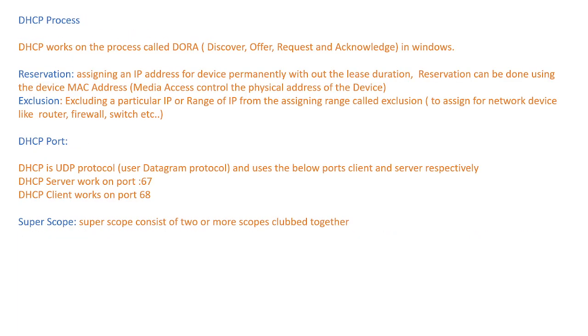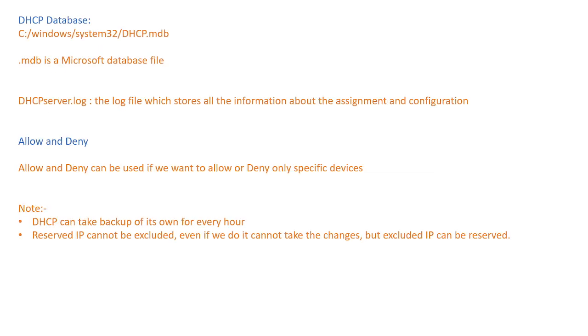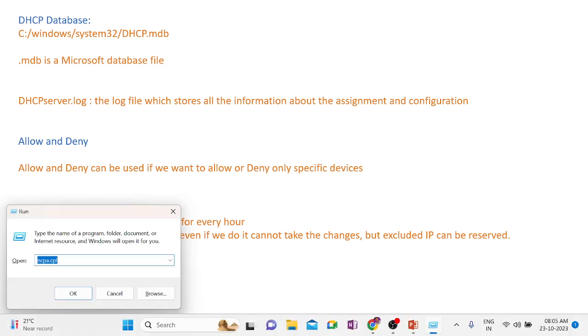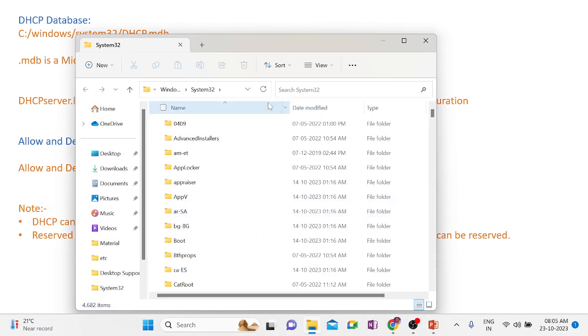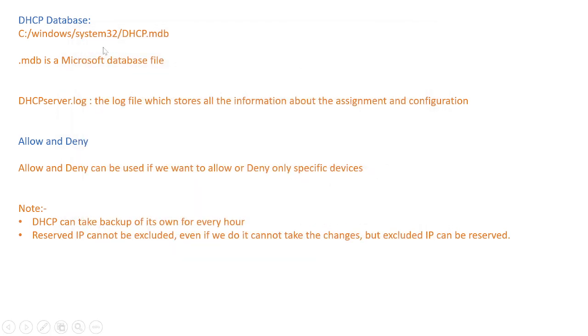Okay. That's about the process, reservation, exclusion, port and super scopes. And here you go with the DHCP database. So the DHCP database sits in the root folder. Root is nothing but system32. See, if you just type system32, this opens because this is called the root. Okay, and within the root, meaning system32, there is a file called dhcp.mdb. MDB is nothing but Microsoft database file, or database file.